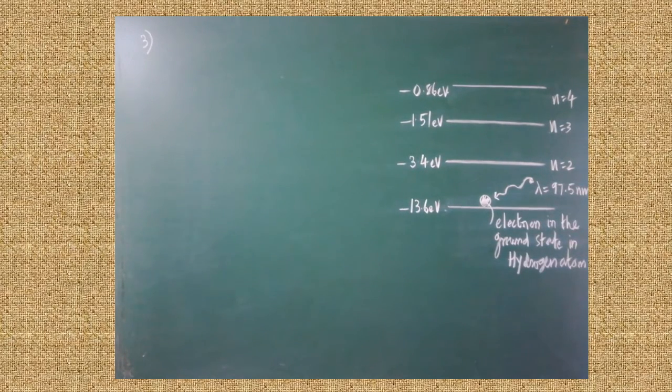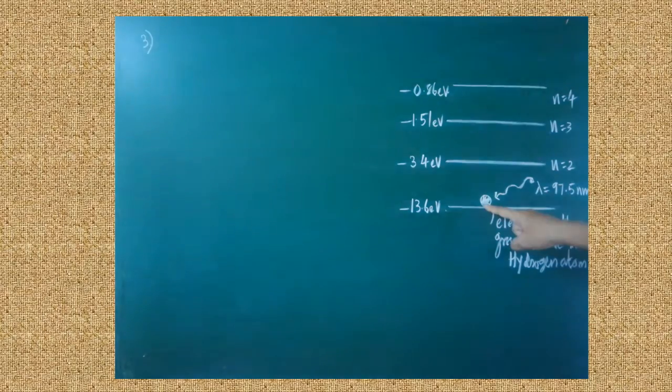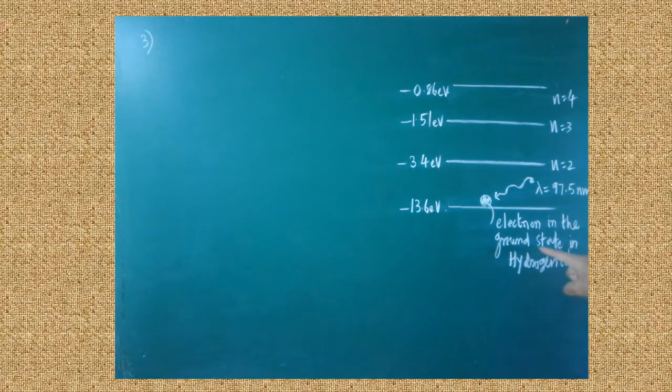Now we are going to solve the third problem in chapter 9. Here we are going to see about the hydrogen atom. In the hydrogen atom, only one electron revolves in the first orbit. So the energy level diagram of the hydrogen atom is drawn here. The electron revolving in the first orbit, its energy level is called the ground state.